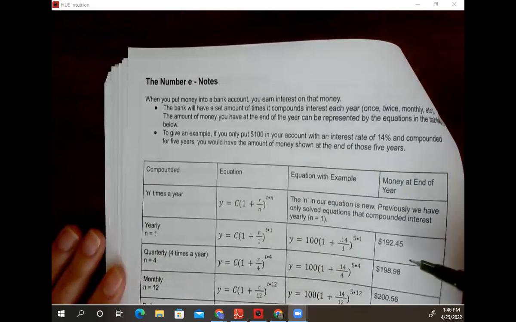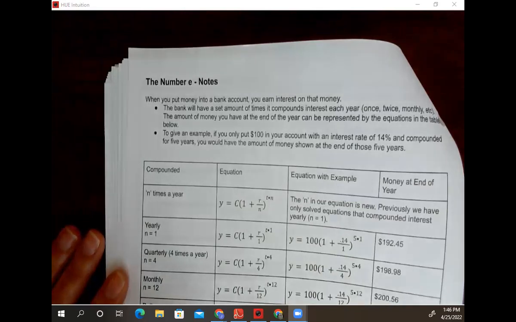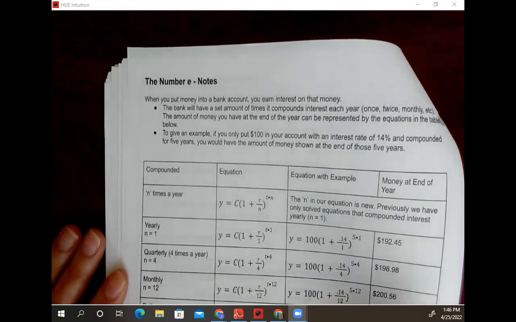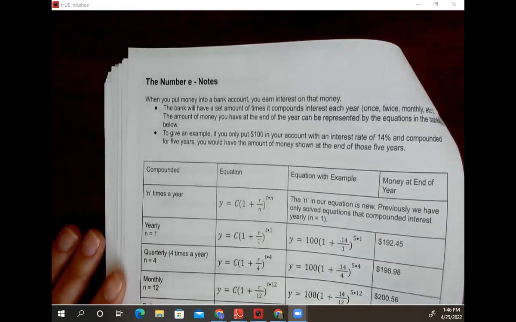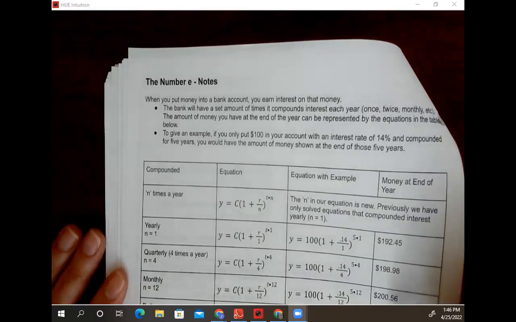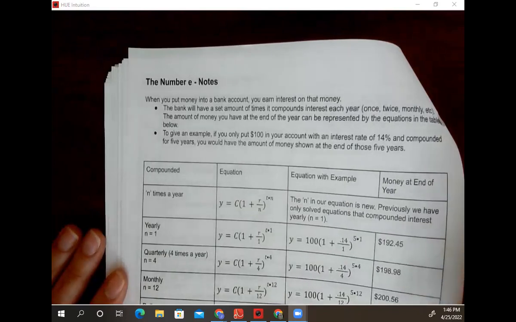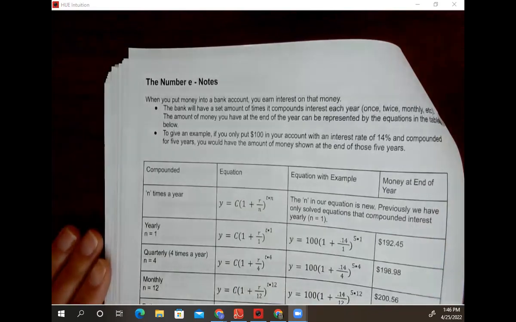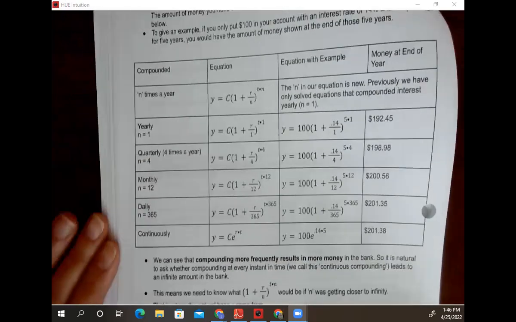So there's a big jump between yearly and quarterly, and another jump between quarterly and monthly. I'm compounding more times, so I earn a little more interest. What about daily? If I compound interest every day for a year, that would be 365 for my n value, and I would get a little over $201 compounding daily. The more times I compound, the less difference there is between these values. But if I look at daily compared to yearly, that's an extra $9 or so for not doing anything. That's not too bad.